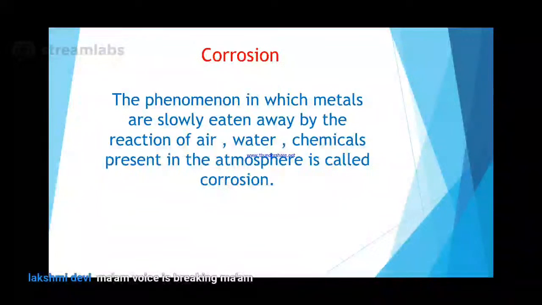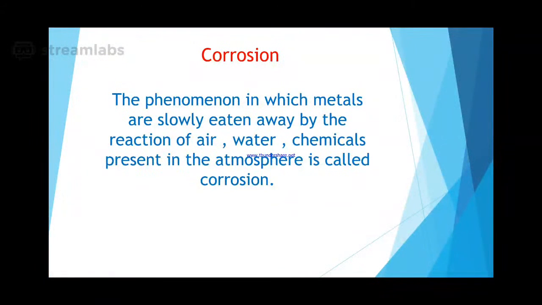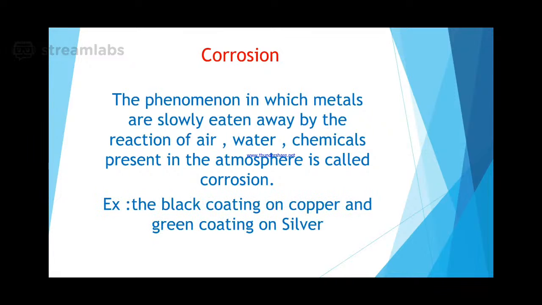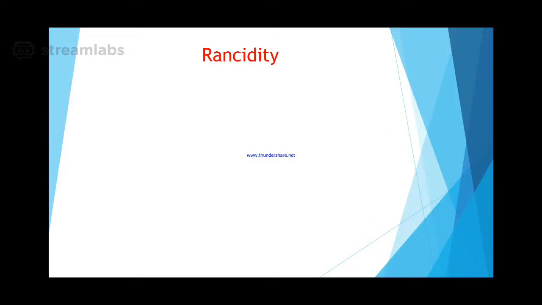The phenomenon in which metals are slowly eaten away by the reaction of air, water, and chemicals present in the atmosphere is known as corrosion. For example, the black coat on copper and the green coat on silver articles are all because of corrosion.